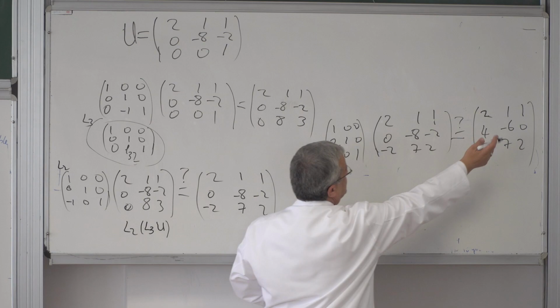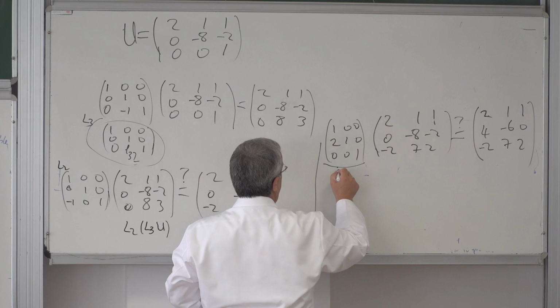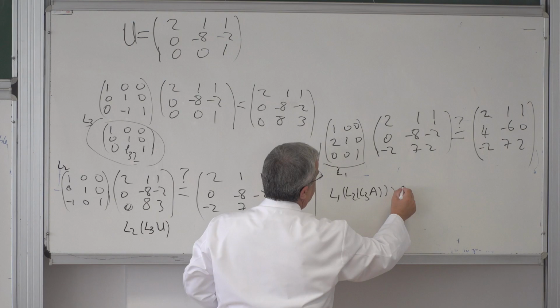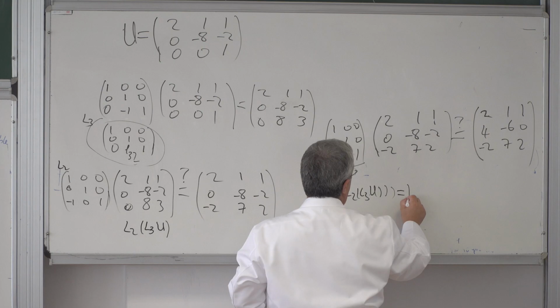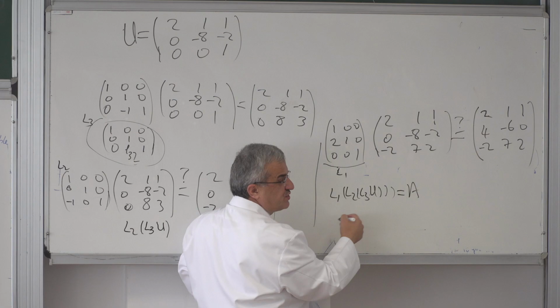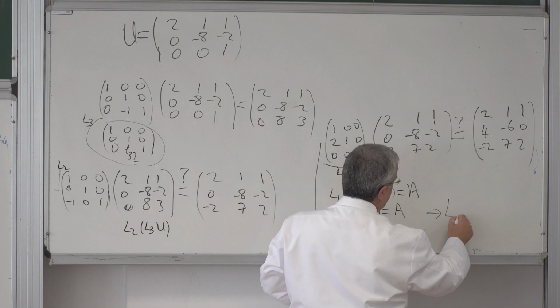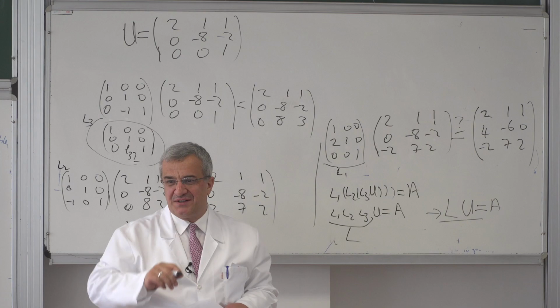So this, I call this L1. So L1 times L2 times L3 times U is A, okay? So again, associative property: L1, L2, L3, U is A. So I call this L, okay? So this gives you L U is equal to A. So what is this L? Okay, we didn't like that matrix.